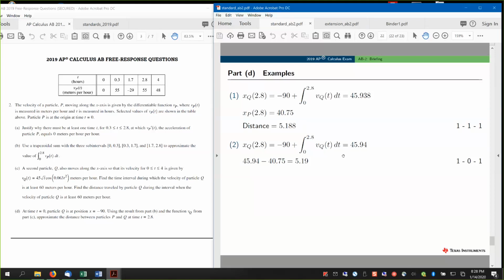And then finally, in example 2, the definite integral is presented, but there's still a decimal presentation error here. So this student earns the first point, does not earn the second, because of that decimal presentation error, but they have correctly done the subtraction. They earn the third point. That's a 101.